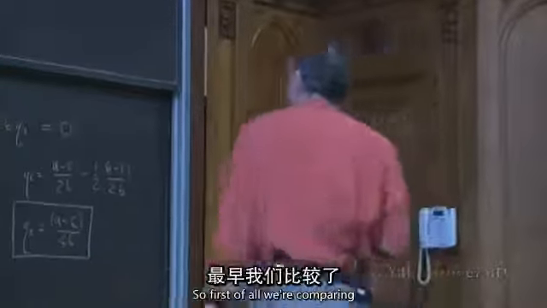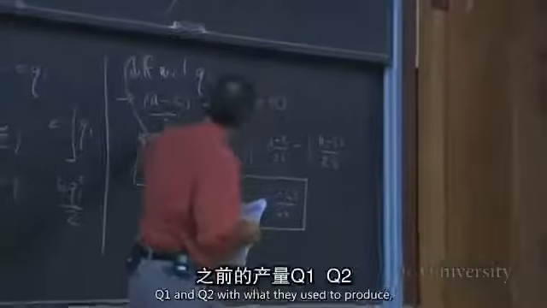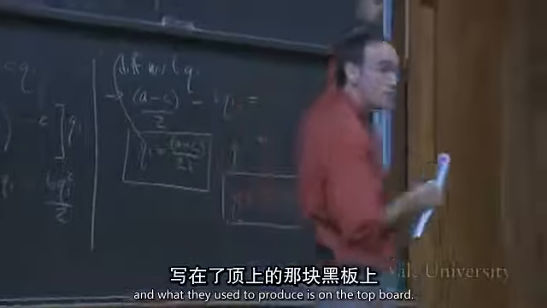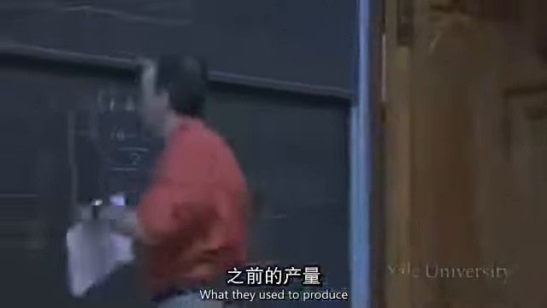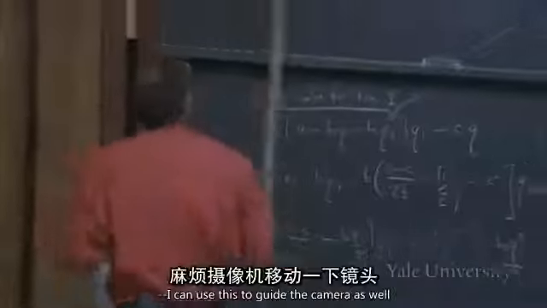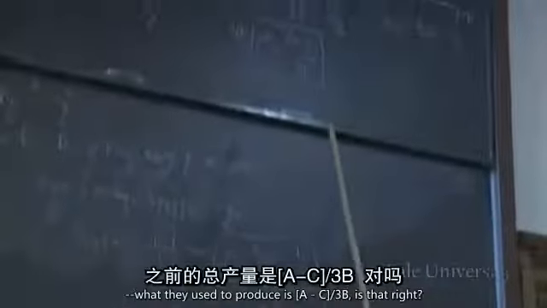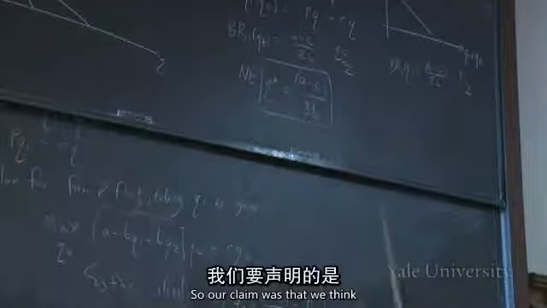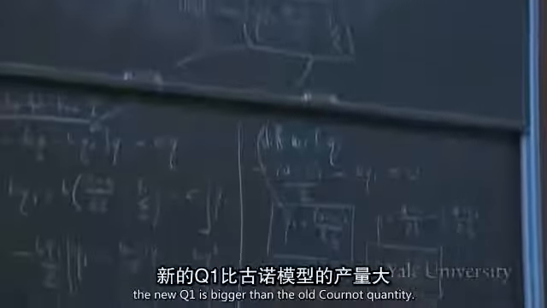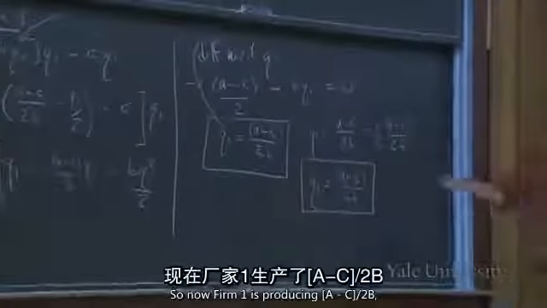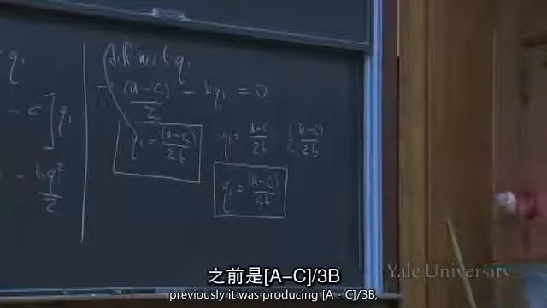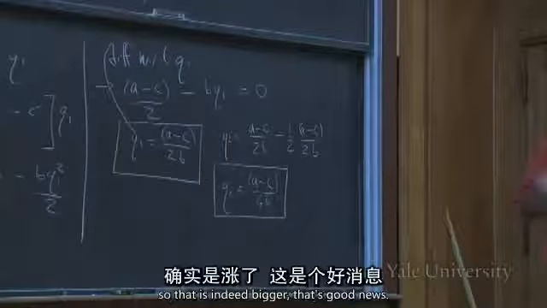First of all, we're comparing Q1 and Q2 with what they used to produce, and what they used to produce is on the top board. What they used to produce is (A minus C) over 3B. Is that right? So our claim was that we think the new Q1 is bigger than the old Cournot quantity. So now firm 1 is producing (A minus C) over 2B. Previously it was producing (A minus C) over 3B, so that is indeed bigger.